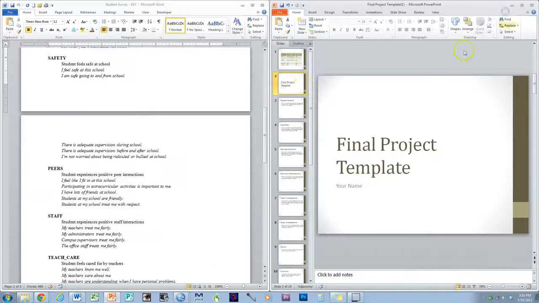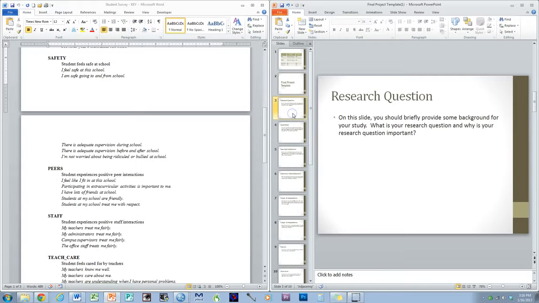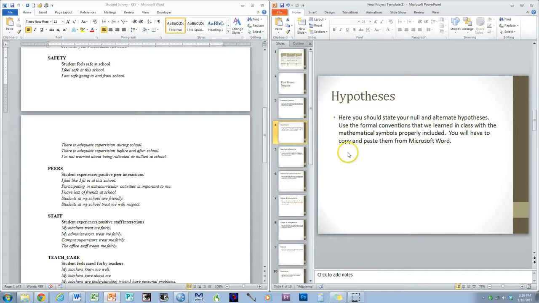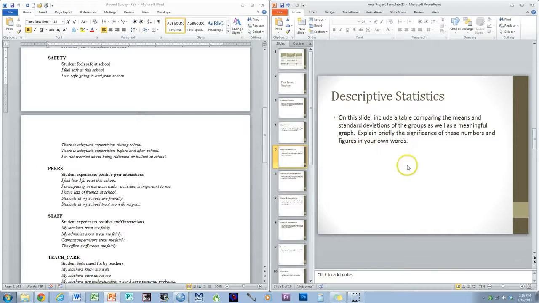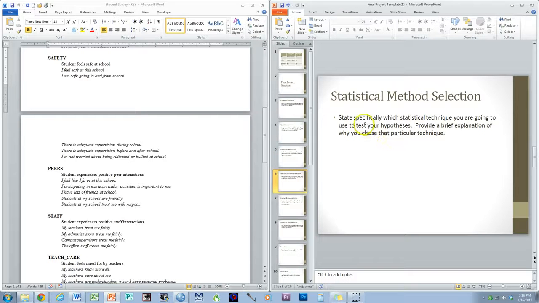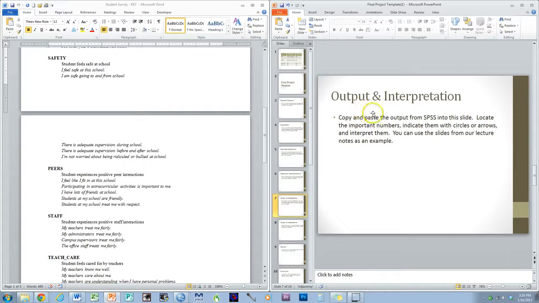So here's the template for what the final project should look like. You should have a title page, a research question in the form of a question, hypotheses, so you'll state these in formal terms with a null and alternate hypothesis, descriptive statistics, so this is mean, standard deviations, the way the distributions look, showing histograms and things like that. Statistical method, you just say, I'm going to use a t-test because I am comparing 2 groups on some continuous outcome measure, or whatever it is. Output interpretation, so you're going to put the output and then annotate it and explain what those tables mean.